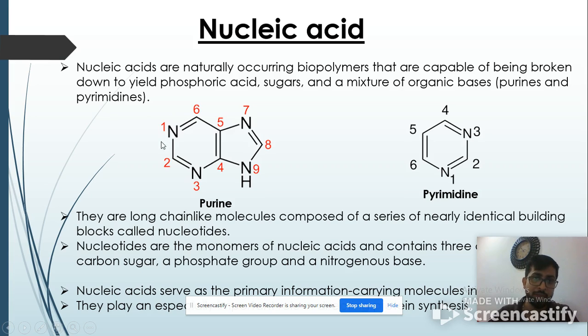If you look at this six-membered ring, it looks like the pyrimidine ring. It has two nitrogens in 1,3 correlation, and this is the other ring that we call the imidazole ring, which also contains two nitrogen atoms. So these organic bases are basically their derivatives. These are not those bases themselves, but they are derivatives.